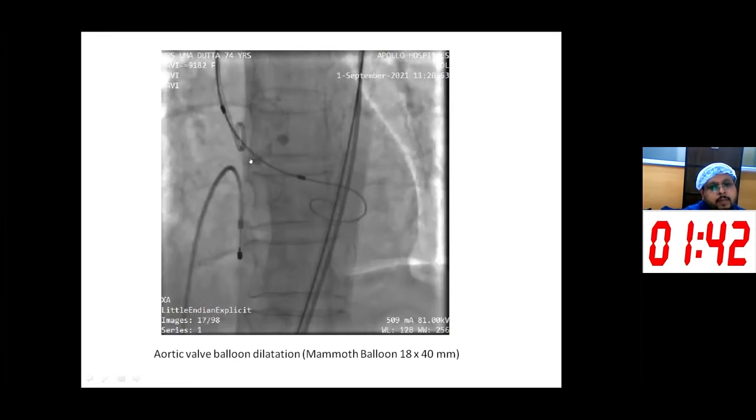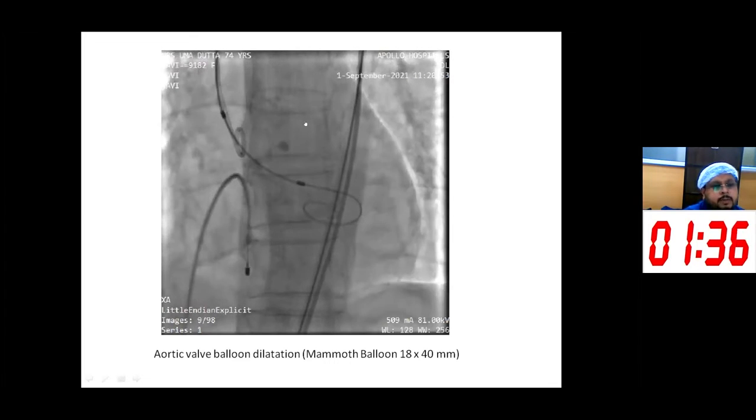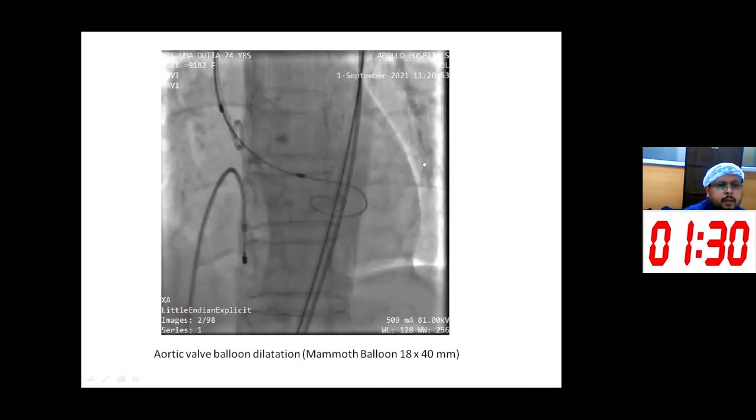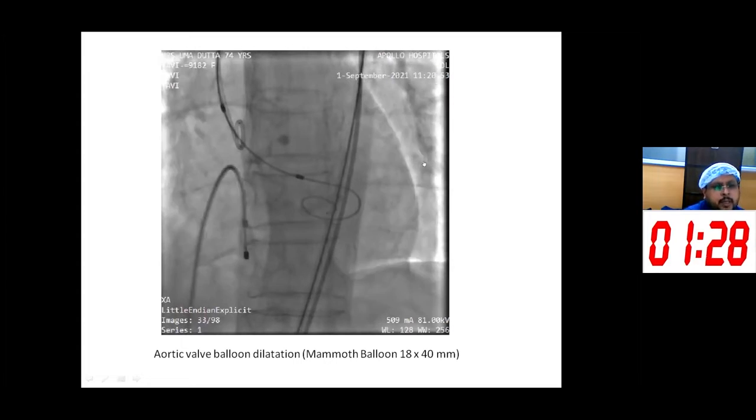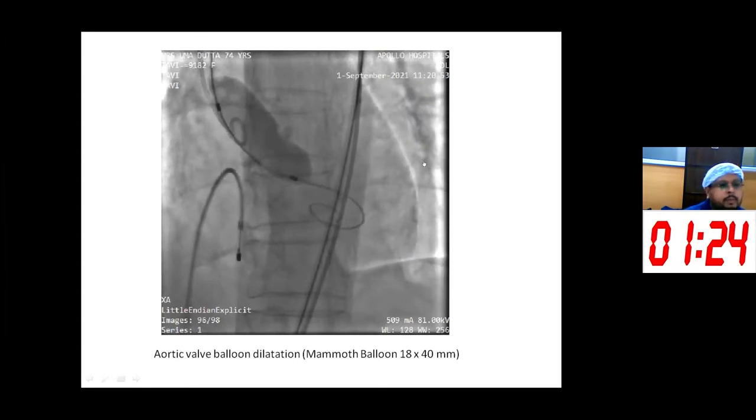So then we inflated it. After inflation, we can see the aortic valve is open. The dilatation of the aortic valve has happened. During that time, the pressure drops, and after that, we take out the balloon as early as possible.